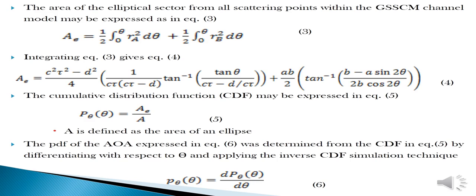Like earlier stated, we are going to add up the area of the elliptical sector for all scattering points. Since they are disjoint events, we add them up and then we integrate, then find the CDF, and finally the PDF, which will be determined by differentiating the CDF with respect to theta, or we can apply a technique called the inverse CDF simulation technique.